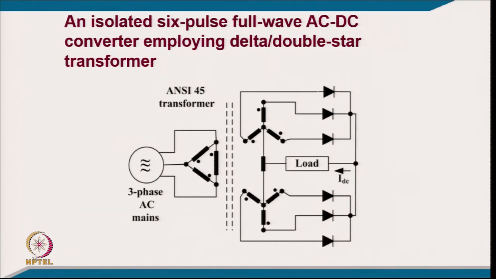We use the interphase transformer, so that this half bridge and this half bridge work simultaneously to carry current. Otherwise, if you do not have the interphase transformer, then certainly out of 6 only one diode will conduct. But here you can have conduction of one diode from this half bridge and another from this half bridge, and that we call a 6 pulse converter. This is what we call the kind of full wave. So the number of pulses equals the number of devices equals the number of phases of the supply, where we convert 3 phase into 6 phase. That is why we call it an isolated 6 pulse full wave AC DC converter employing a delta to double star transformer. With the double star we are converting from 3 phase to 6 phase.